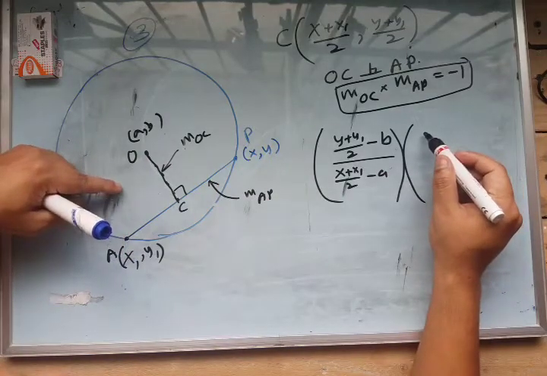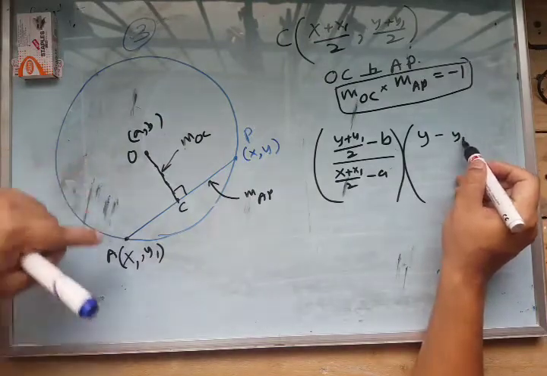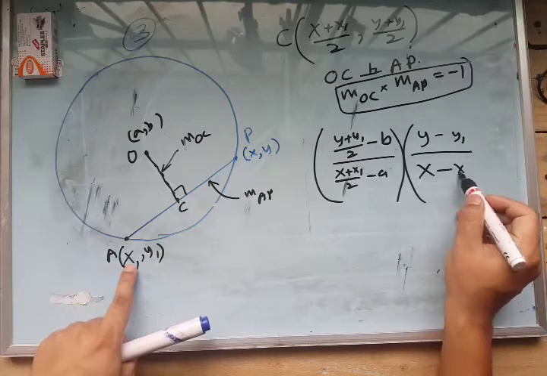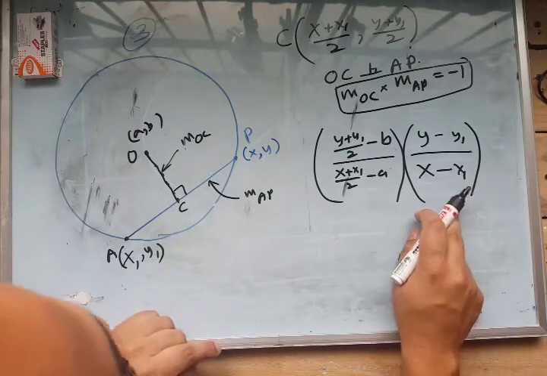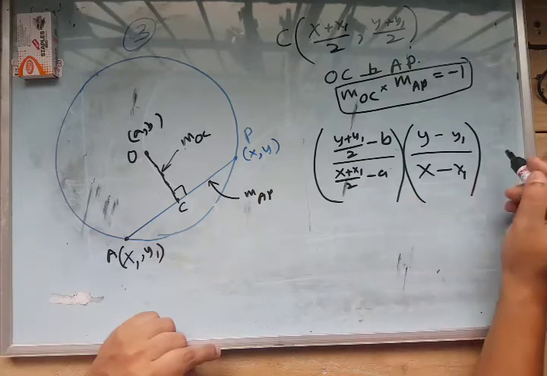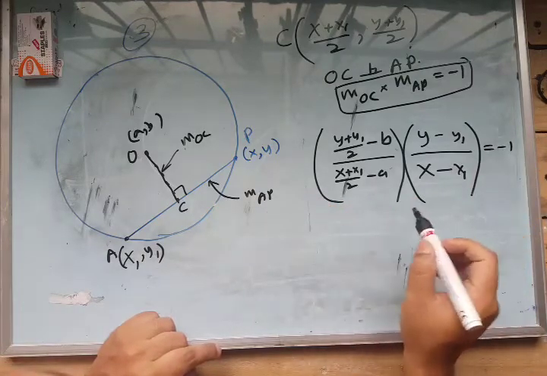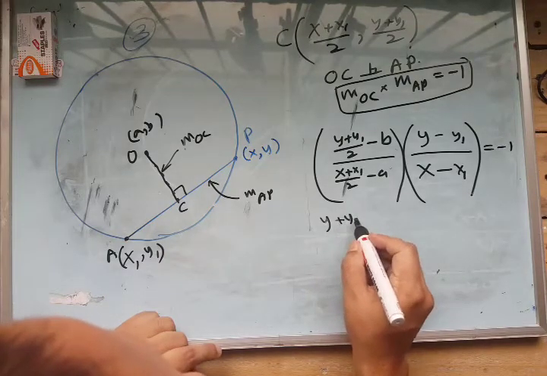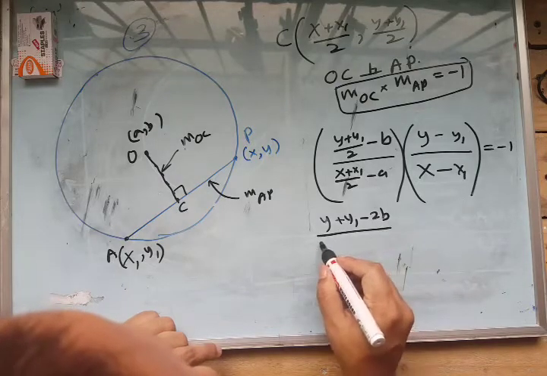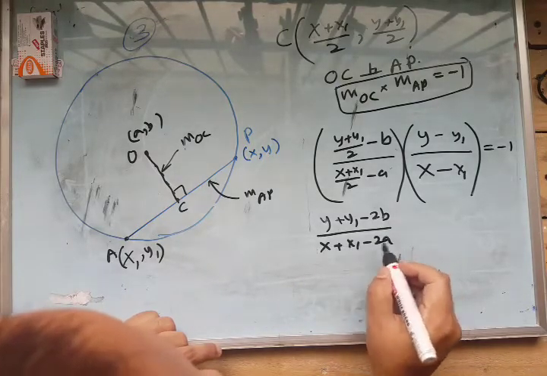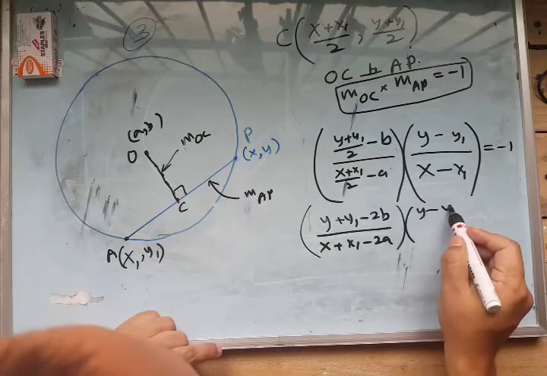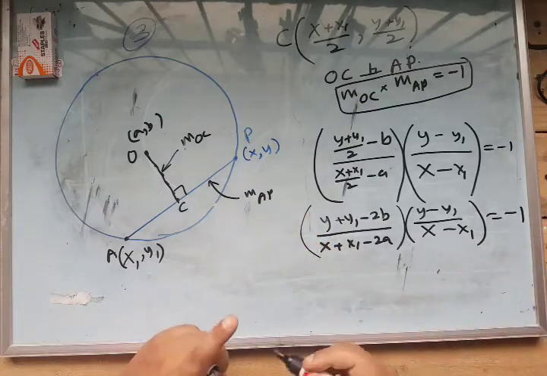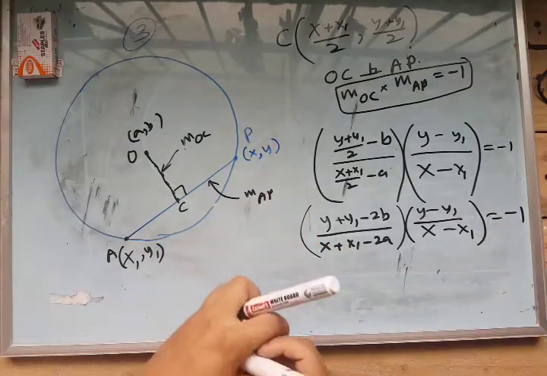So let me just make y the subject here. So y minus y1 divided by x minus x1, right? This is the gradient of the AP line segment. So the product of these two is equal to -1. Okay, so I will simplify this more, then I will get y plus y1 minus 2b divided by x plus x1 minus 2a, times y minus y1 divided by x minus x1 is equal to -1. This is also a characteristic equation, but you can simplify this more if you like.